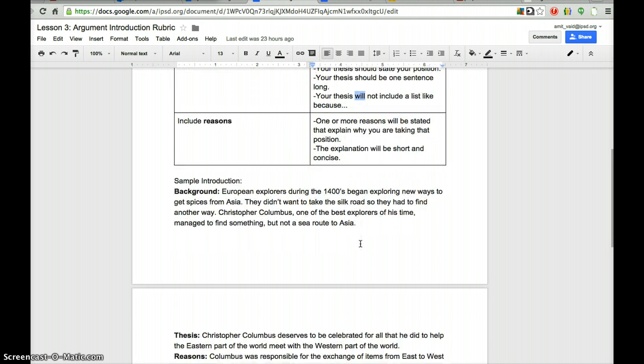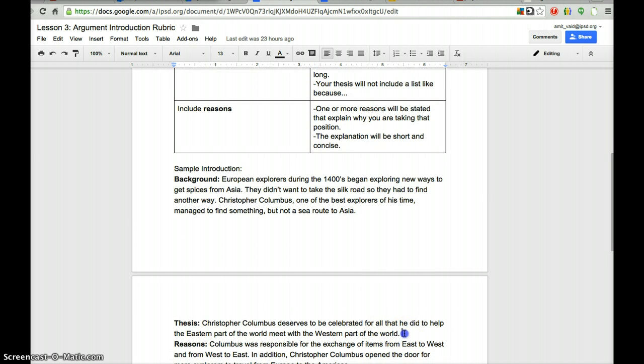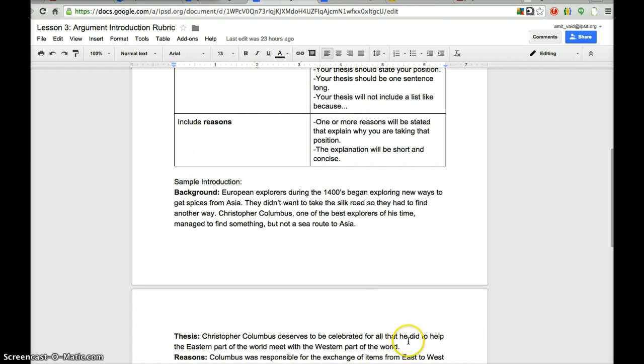Let me show you what my thesis looks like over here. You can see that it is a sentence long, and it looks like this: Christopher Columbus deserves to be celebrated for all that he did to help the eastern part of the world meet with the western part of the world. That's my position. Throughout my essay, I'm going to defend this position with reasons. I'm going to give you reasons for why he should be celebrated. But my thesis is that he should be celebrated for all that he did to help the eastern and western parts of the world meet.